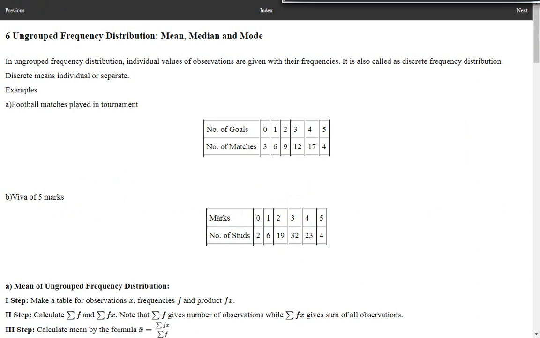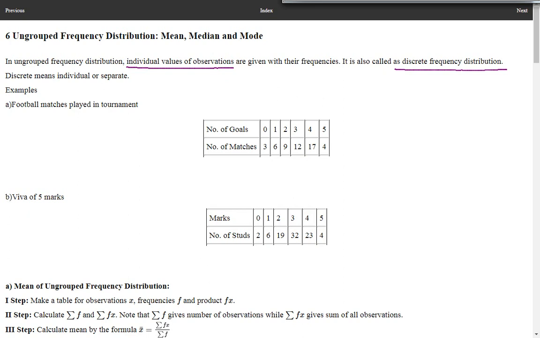In ungrouped frequency distribution, individual values of observations are given. The ungrouped frequency distribution is also called as discrete frequency distribution. Discrete means individual or separate. So here are some examples.